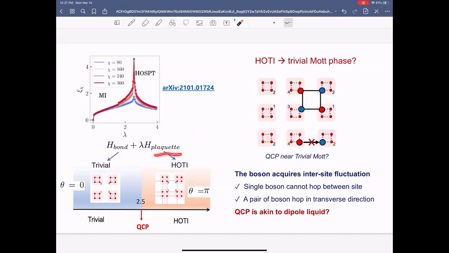So once the plaquette interaction and bond interaction become comparable at a quantum critical point, what we can expect is not something like a magnon liquid where magnons are fluctuating. It's more like a dipole liquid where a pair of magnons strongly fluctuates along the transverse direction.